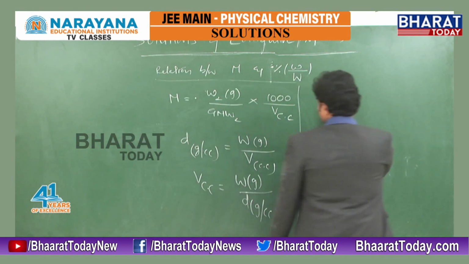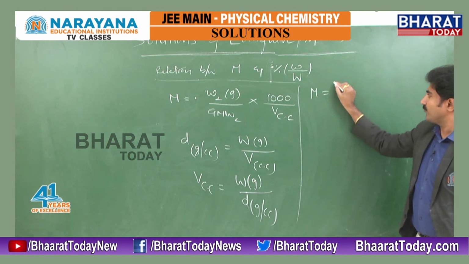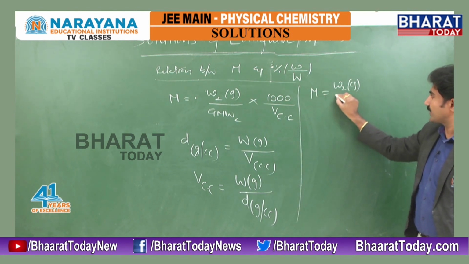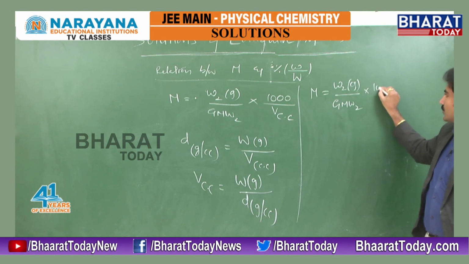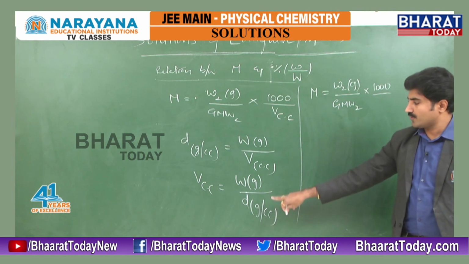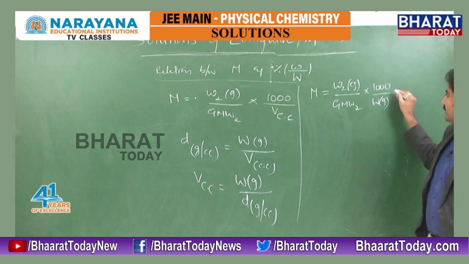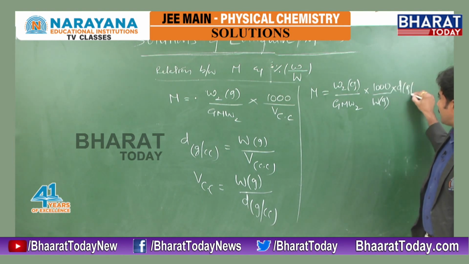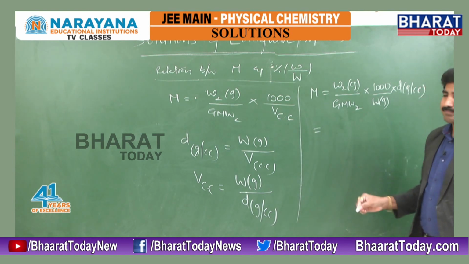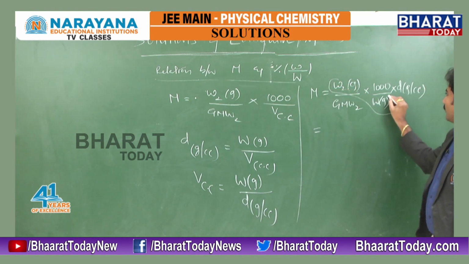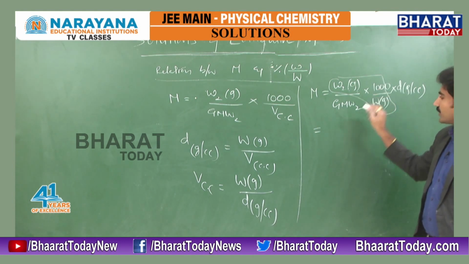Molarity is equal to weight of the solute in grams by gram molecular weight of the solute into 1000 by what is the volume of the solution in cc? Weight of the solution in grams by density of the solution in gram per cc. From this, we can write percentage weight by weight. What is this? Weight of the solute by weight of solution into 100.